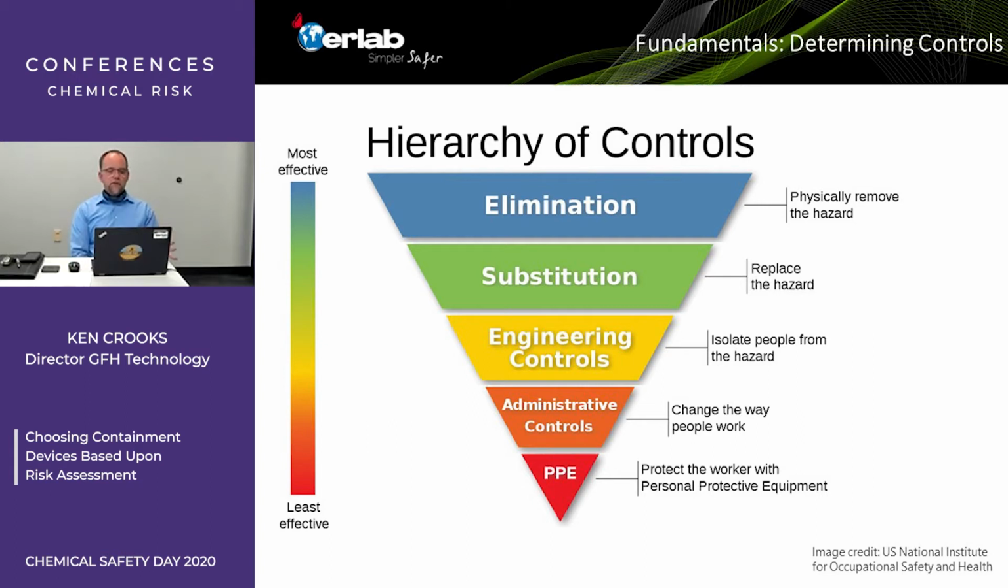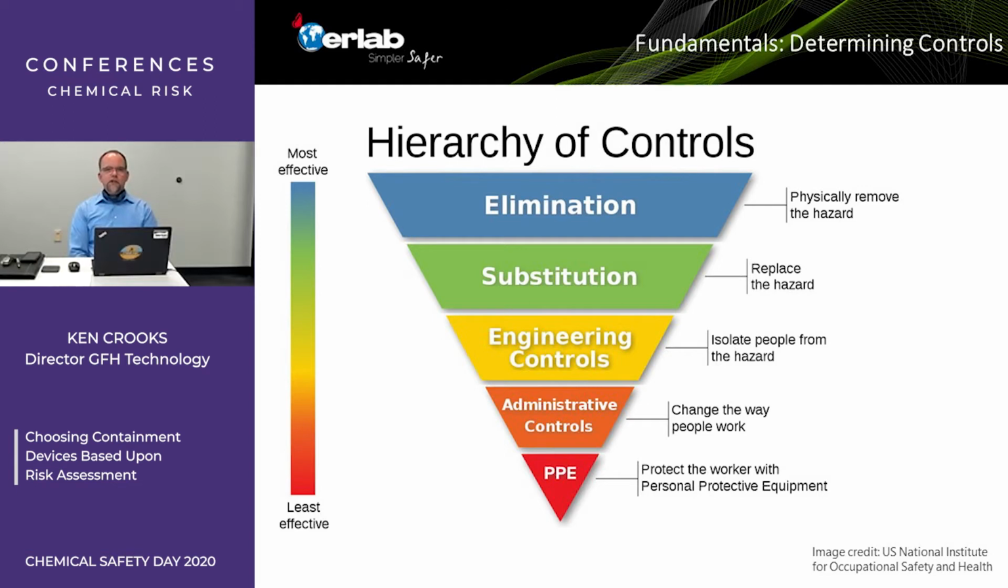So the next most effective is to substitute it. Find something less hazardous to use to get the same result in the end, if possible. But that's not always possible either. So then you involve engineering controls, where you really want to isolate the people from the hazard, or the hazard from the people, depending on how you want to look at that. And we all know about those. Fume hoods, obviously an excellent example. Biosafety cabinets also. Glove boxes at the extreme, or isolators.